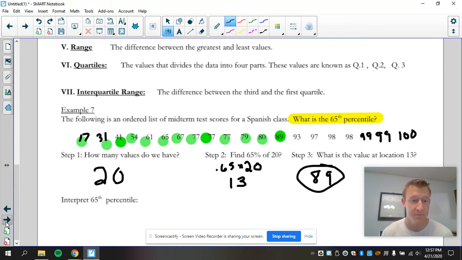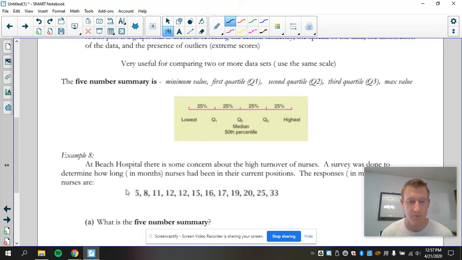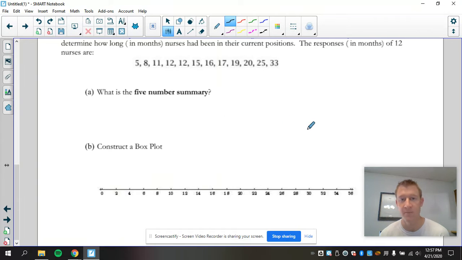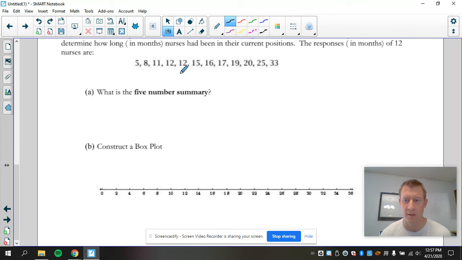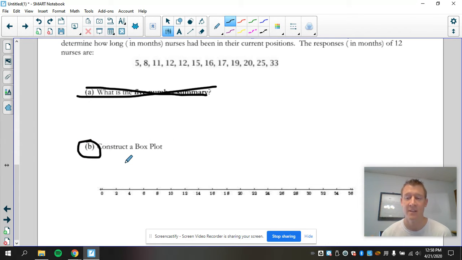The last thing here is how we do that. Here's another problem, and it's talking about turnover of nurses. Okay, blah blah, nobody cares. So here are my numbers. We're not doing the 5-number summary. We're just going to have you do this problem right here. And guess what? It's multiple choice. I know how it is. You're going to click to get it right, but I just want to talk about it.